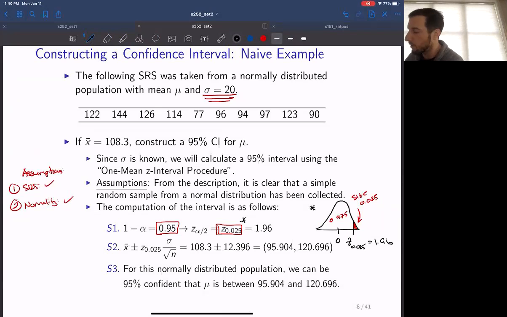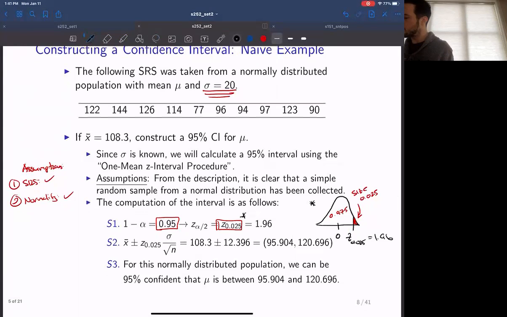Once we have our z-score, we're just plugging into the equation. So x bar plus or minus z subscript 0.025 times sigma over the square root of n. Then we're plugging in x bar, which is 108.3. And then when we plug in for z alpha over 2, sigma and the square root of n, we end up with 12.396, which is what we call the margin of error. This gives us the confidence interval 95.904 to 120.696. And then we can say for this normally distributed population, we can be 95% confident that mu is between 95.904 and 120.696.